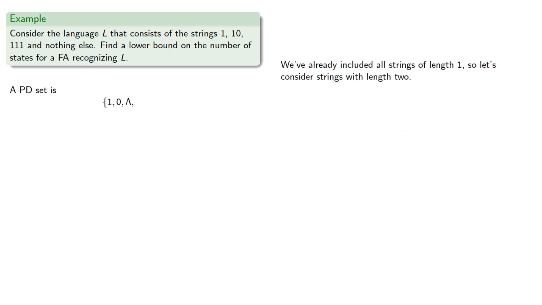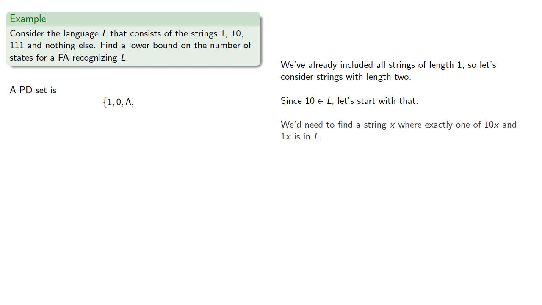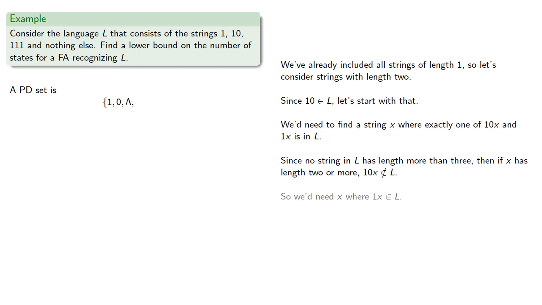Now, we've already included all strings of length 1, so now let's consider strings of length 2. Since 1, 0 is in L, we'll start with that. We need a string x where exactly one of 10x and 1x is in L. Since no string in L has length more than 3, then if x has length 2 or more, 10x is not in L. So we need an x where 1x is in L. And one possibility is x equals 0, and so 10 is distinguishable from 1.